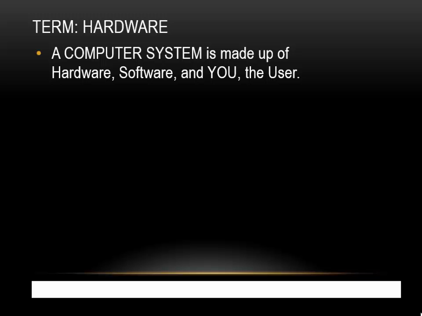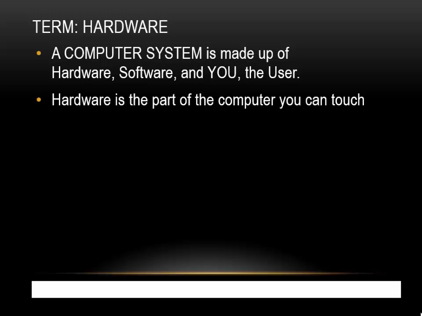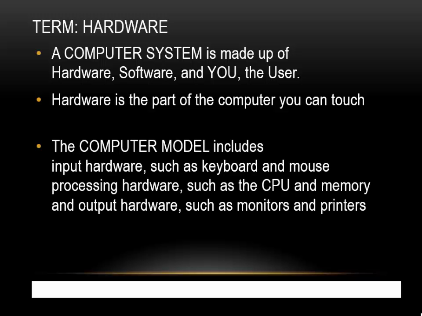Term: Hardware. A computer system is made up of hardware, software, and you, the user. Hardware is the part of the computer you can touch. The computer model includes input hardware, such as keyboard and mouse, processing hardware, such as the CPU and memory, and output hardware, such as monitors and printers.